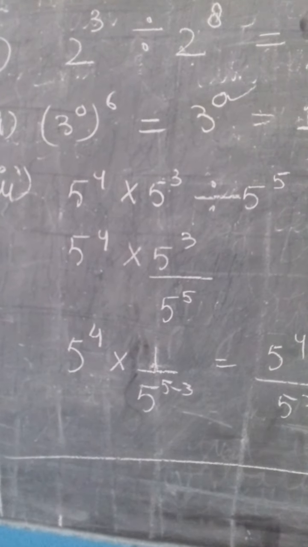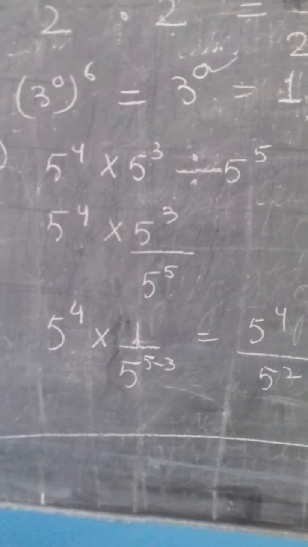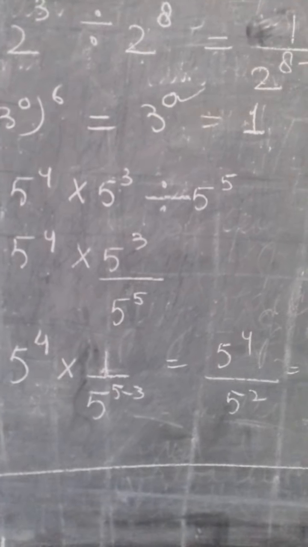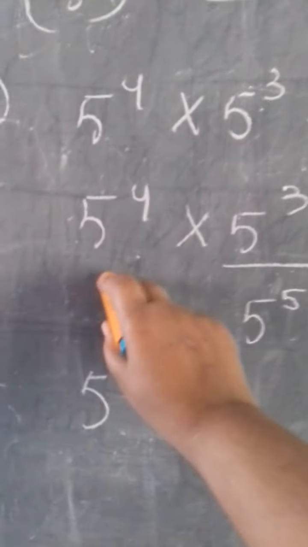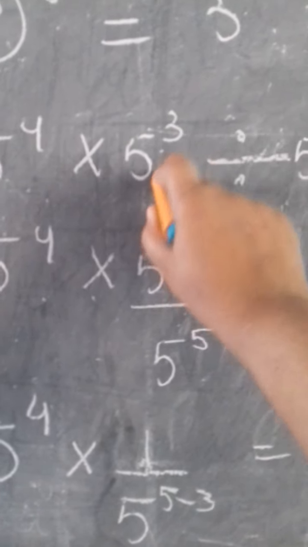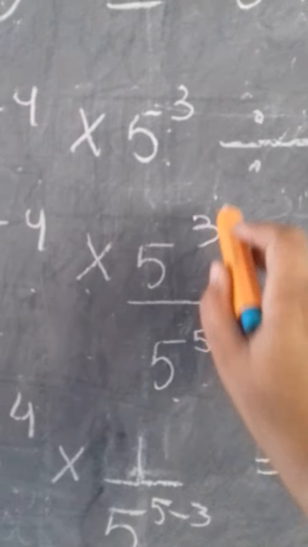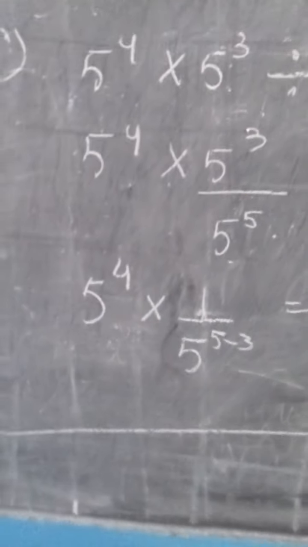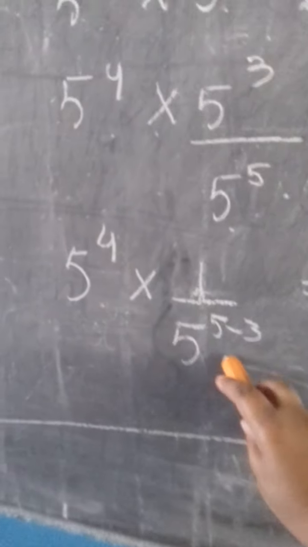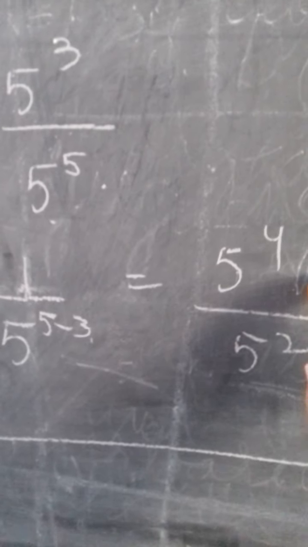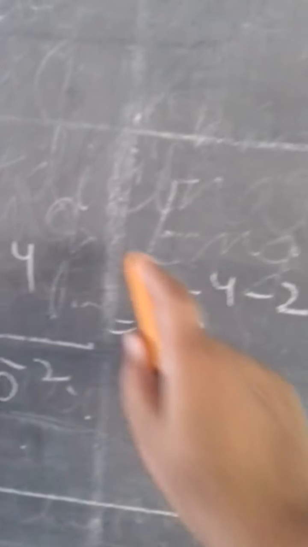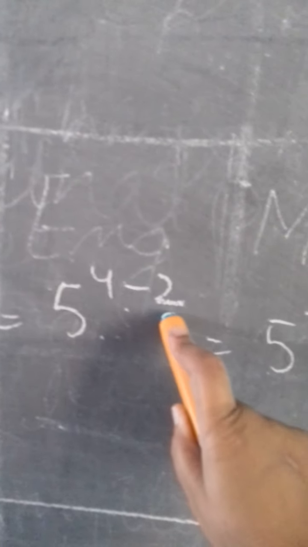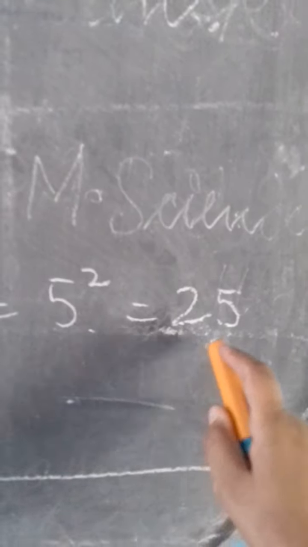Now in the third part, 5 to the power 4 multiplied by 5 to the power 3 divided by 5 to the power 5. Now I follow BODMAS, children. First divide. So this 3 will come down, so 5 minus 3. So 5 to the power 4 upon 5 to the power 2. And now this 2 will go up. So 5 to the power 4 minus 2, that is 2. Answer is 25.